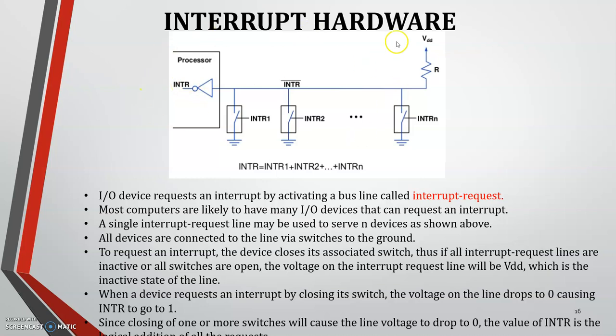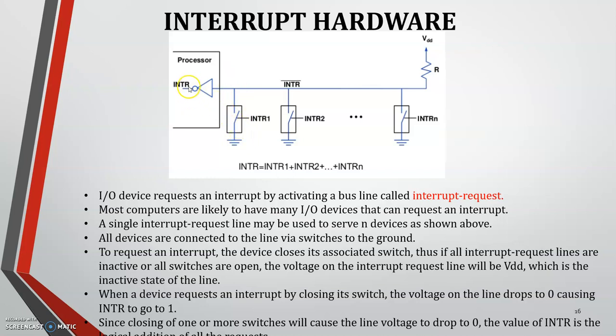So this is the hardware connection of an interrupt. These are the IO devices that are connected to the interrupt request line, and the interrupt request line is connected to VDD by using a pull-up resistor. When a device wants to request an interrupt, it does so by closing the switch. When the switch is closed, the interrupt request line is connected to ground.